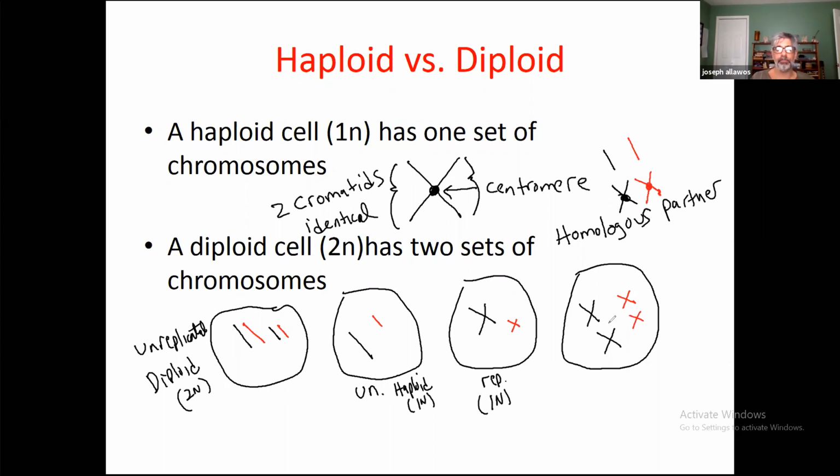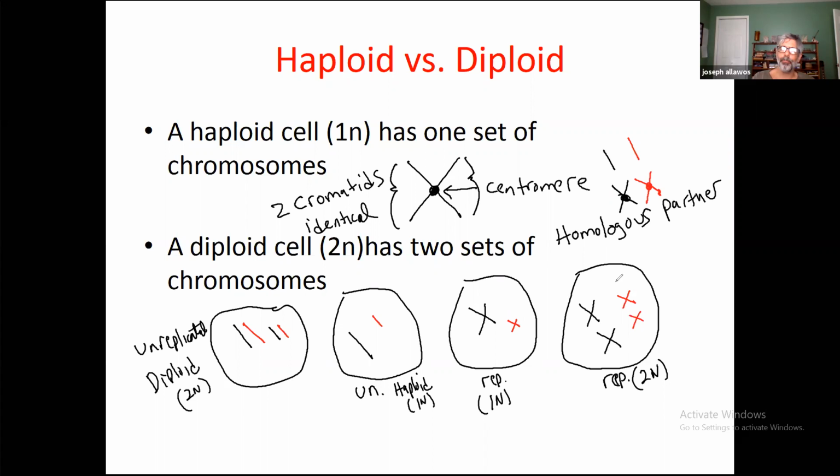And then lastly, we have this last drawing. Are they replicated or unreplicated? They're replicated, right? Are they haploid or diploid? Well, each chromosome has a partner, so they are 2N. Okay? So take a second to take all this in, rewind and watch this part of the video again if it doesn't make sense. Haploid and diploid is not the same thing as replicated and unreplicated. Replicated refers to a single chromosome having 2 identical sides. Diploid refers to each chromosome having a partner.